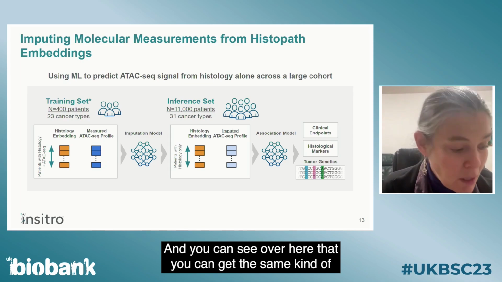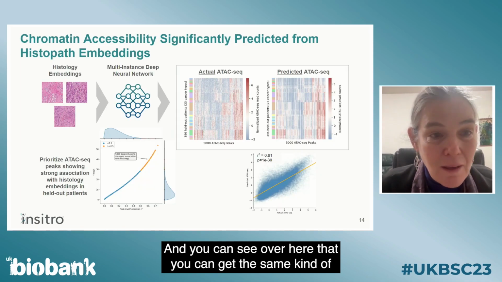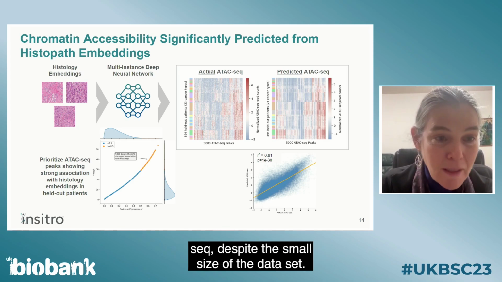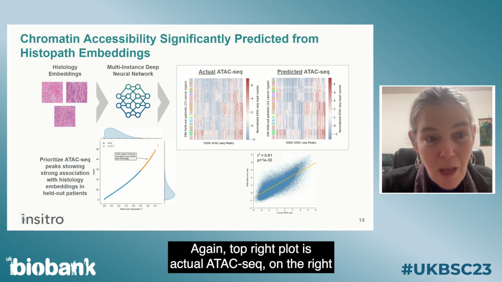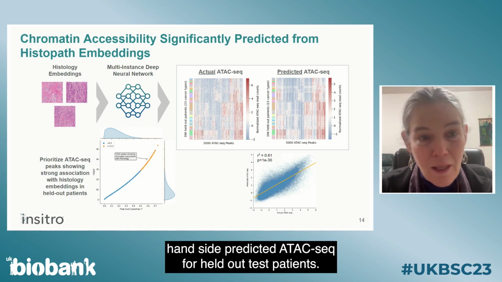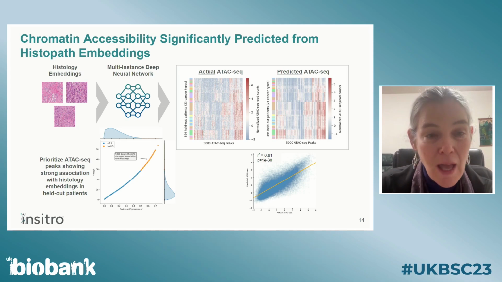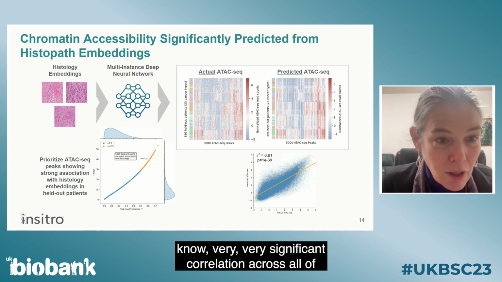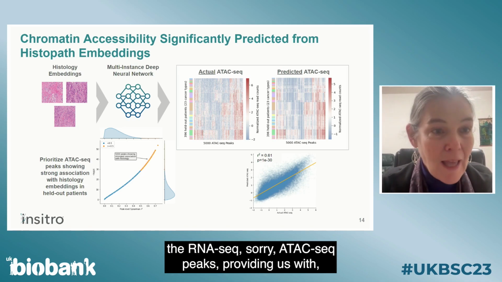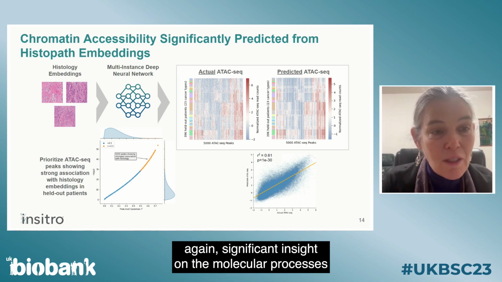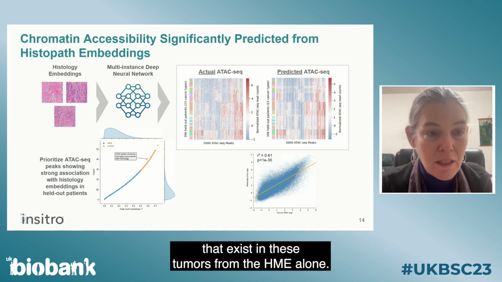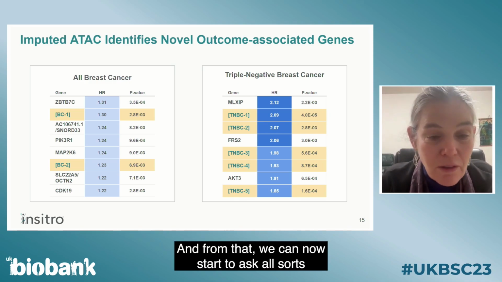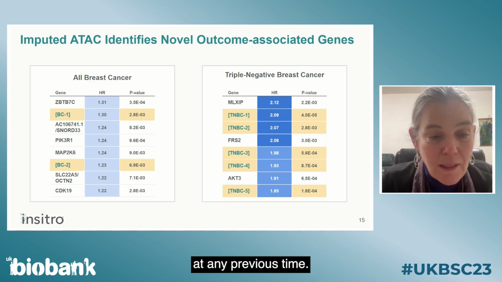And you can see over here that you can get the same kind of predictive accuracy that we were able to show for RNA-seq, despite the small size of the data set. Again, top right plot is actual ATAC-seq. On the right-hand side, predicted ATAC-seq for held out test patients. And at the bottom, you can see a very, very significant correlation across all of the ATAC-seq peaks, providing us with significant insight on the molecular processes that exist in these tumors from the H&E alone. And from that, we can now start to ask all sorts of questions that we were not powered to ask at any previous time.